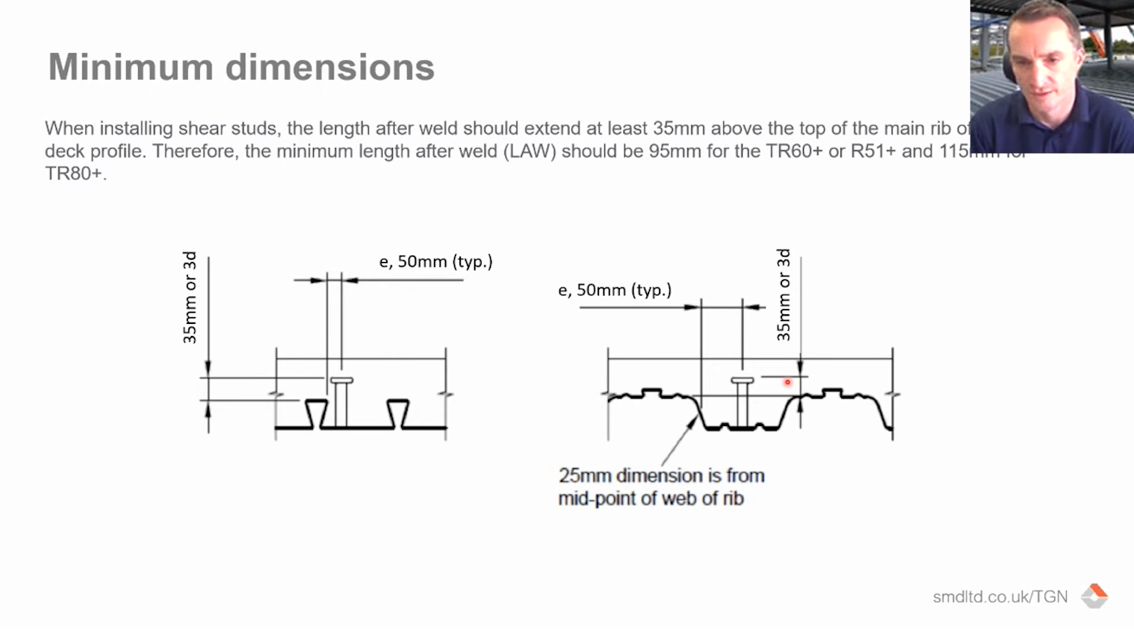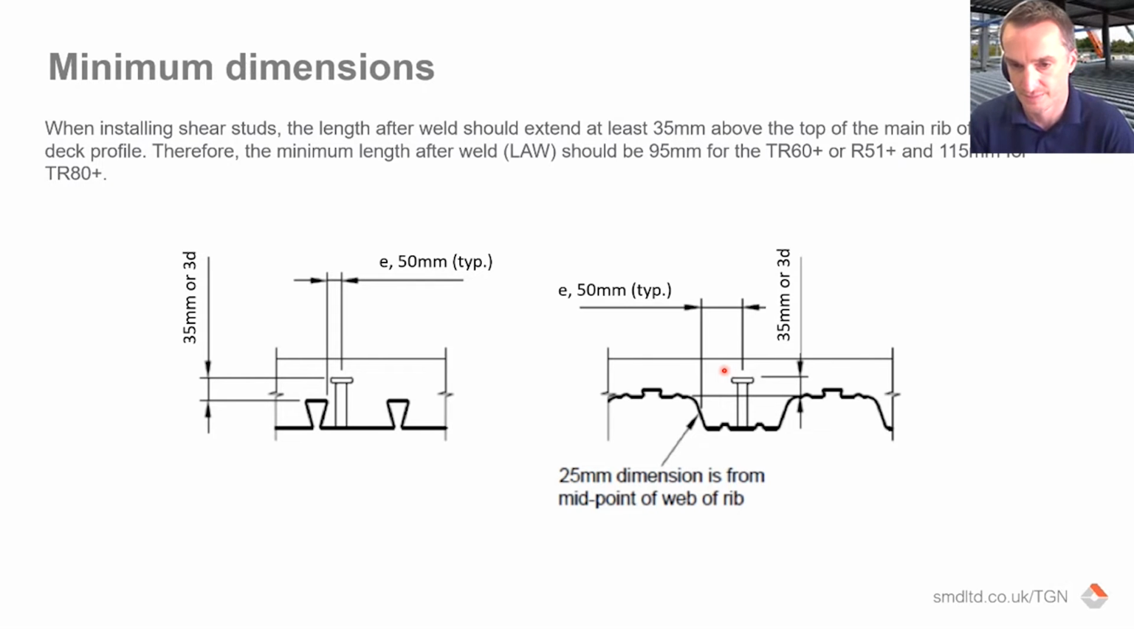There's also a number of other minimum dimensions around the stud within the sheet. So the rules, the bits I spoke about earlier, were very much along the beam line or across the beam flange. There's also distances, minimum requirements within the profile itself, and that's obviously to provide an effective concrete area around that shear stud to give you the resistance for the shear stud within that profile.